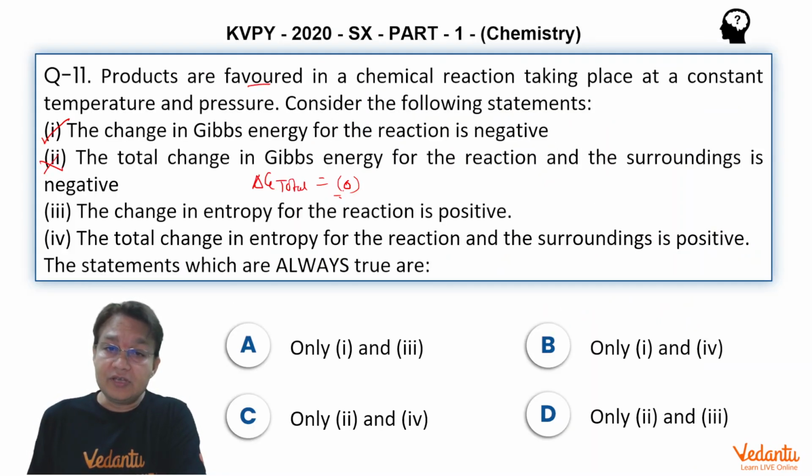So looking at these options, the change in entropy of the reaction being positive is not necessary. Maybe it could be negative and the reaction can still proceed in the forward direction. So we will not choose this. Okay. The total change in entropy for the reaction and surrounding is positive. The question asks for statements which are always true. Statement 3 can be true, but not always true. That is why we could not select it. And the fourth option we have to select. So the correct option seems to be 1 and 4. So 1 and 4 is basically option B. So B is the correct option.